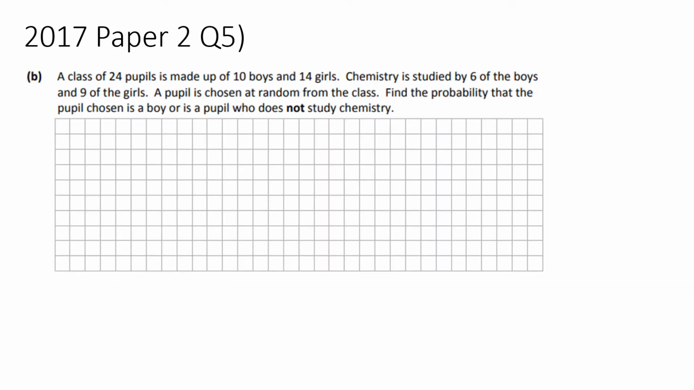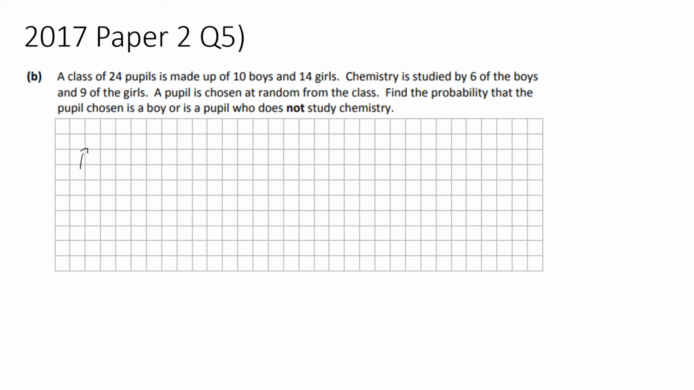For part B then, the best thing to do here is I would just create a table because you've got a class of 24 pupils made up of boys and girls. Chemistry is studied by 6 of the boys and 9 of the girls. A pupil is chosen at random from the class. Find the probability that the pupil chosen is a boy or is a pupil who does not study chemistry.